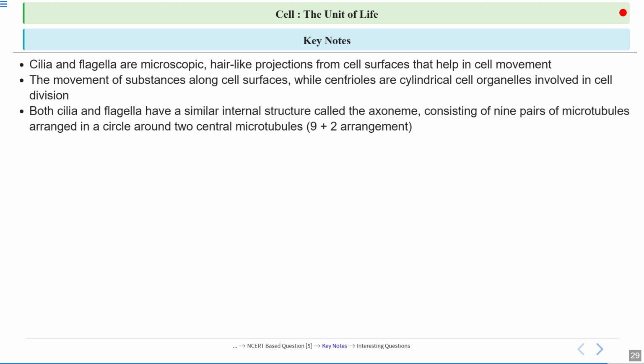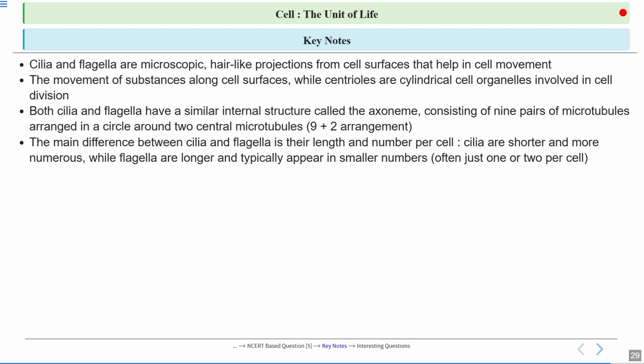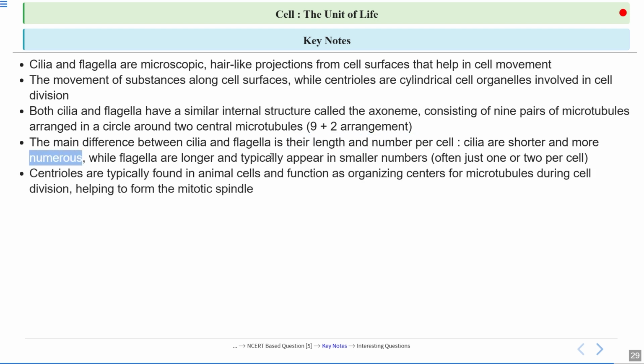Both cilia and flagella have a similar internal structure called the axoneme, consisting of 9 pairs of microtubules arranged in a circle around two central microtubules, which means there is a 9 plus 2 arrangement. The main difference between cilia and flagella is their length and number per cell. Cilia are shorter but more in number. Flagella are longer, but typically appear in smaller numbers, just 1 or 2.